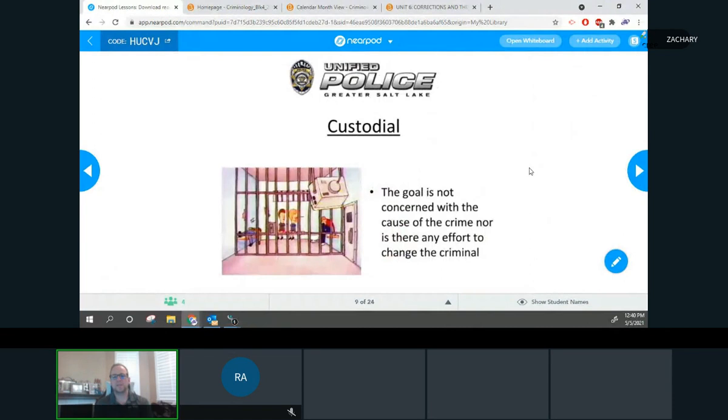The next one is called custodial, okay? The goal is not concerned with the cause of the crime, nor is there any effort to change the criminal. So it's basically, we are just going to lock you up. We just don't want you on the street. You've done something, we're just going to keep you there, right? Keep you in custody.